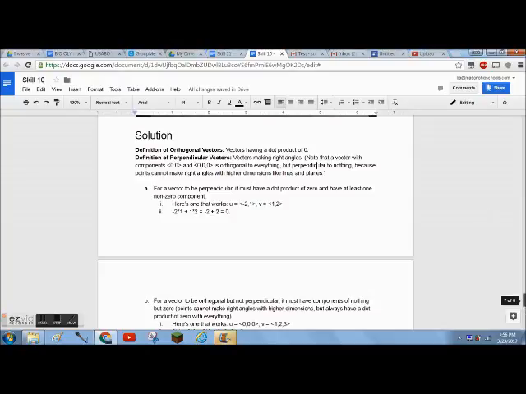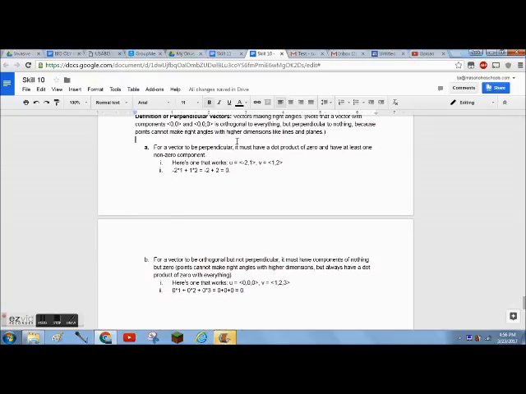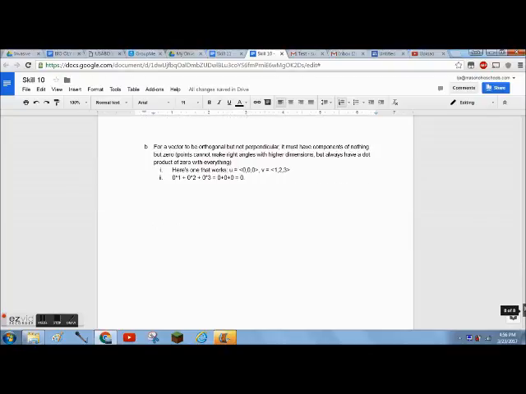For a vector to be perpendicular, it has to have a dot product of 0 and at least one non-zero component. Here's one that works. If you multiply the horizontal components together and the vertical components together, you'll see that they add up to end up at 0. For a vector to be orthogonal but not perpendicular, it must have components of nothing but 0.